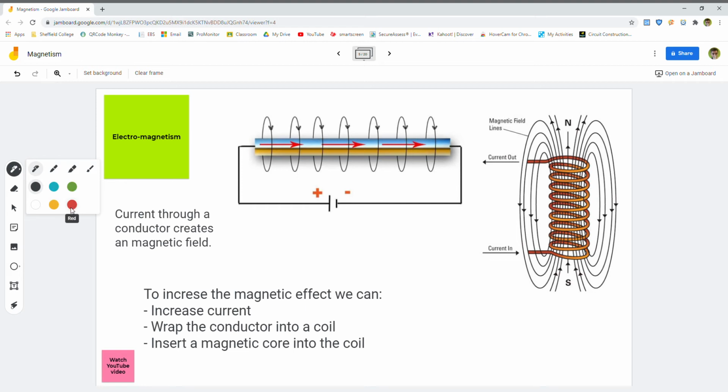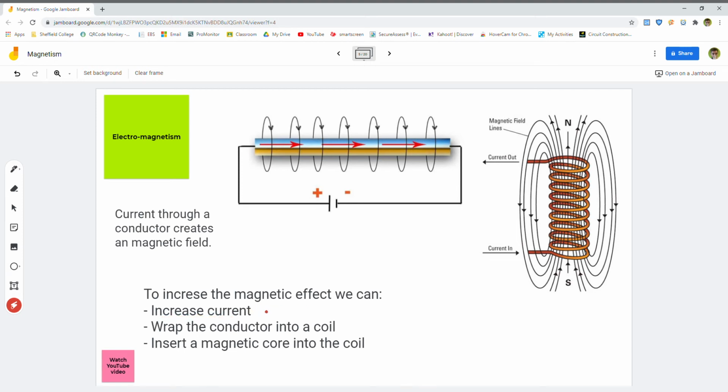So now we are going to move on to electromagnetism. When we have a circuit and current passes through a conductor, it creates its own magnetic field. Here on this diagram we can see that it forms concentric circles around the conductor as the current passes through it. There are a few ways we can increase the effect of this magnetic field, so increase how strong this magnetic field is going to be. So we can increase the current.